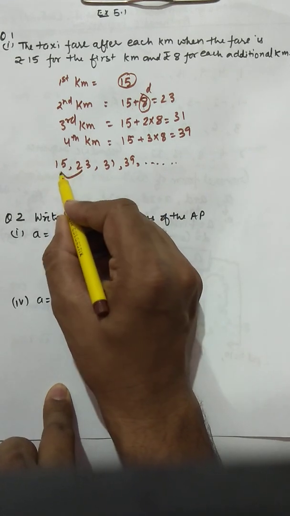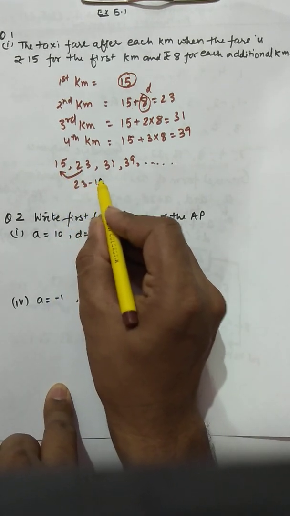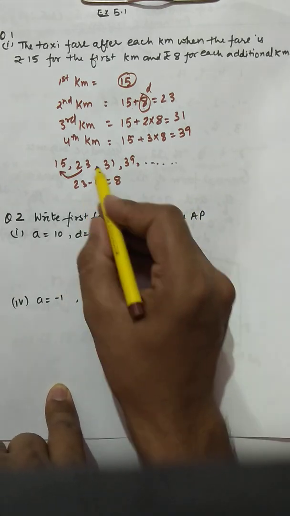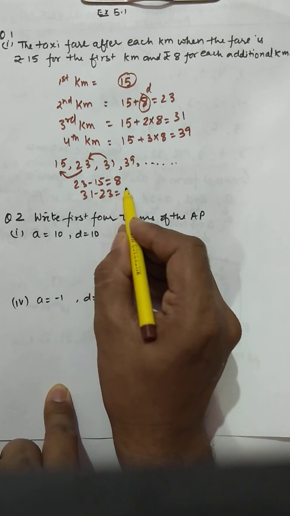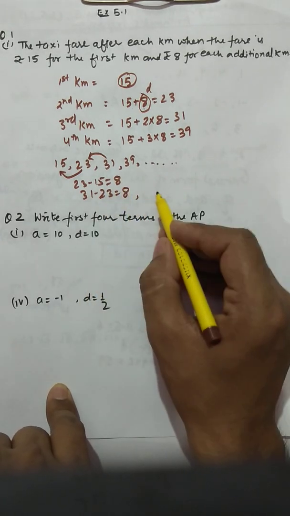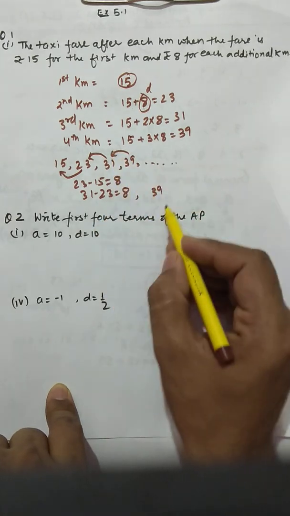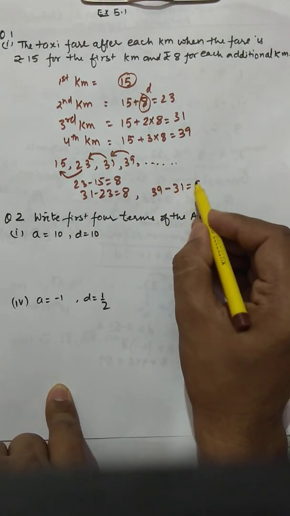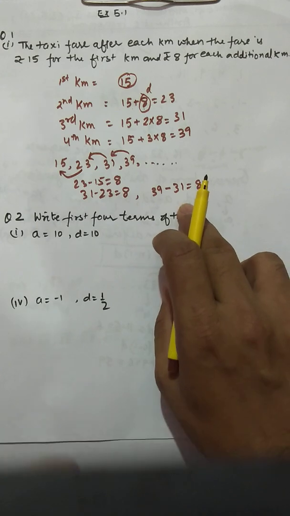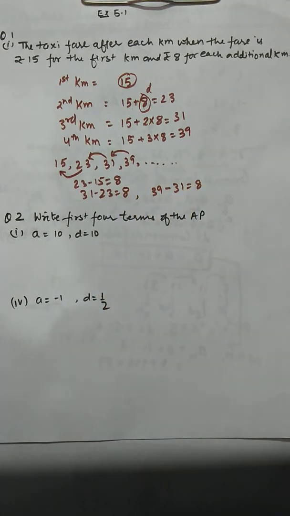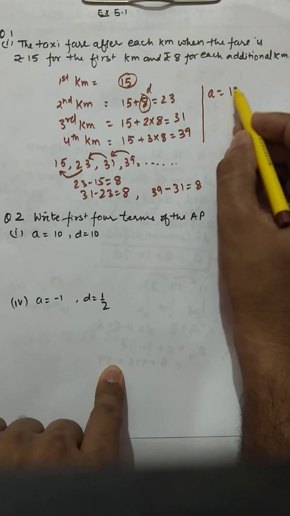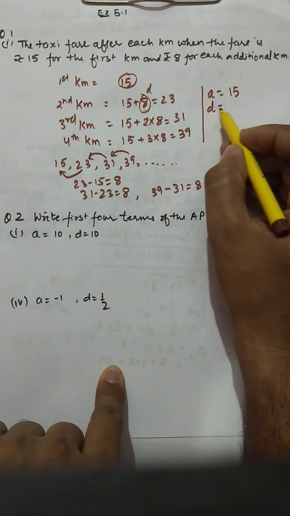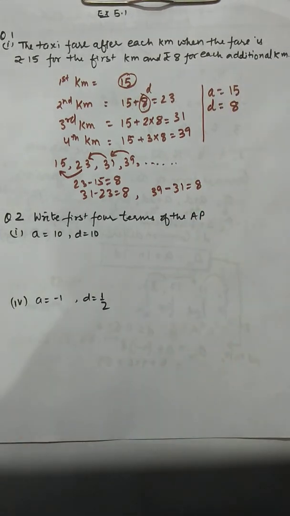If I do 23 minus 15, this is going to be 8. If I do 31 minus 23, the answer is going to be 8. If I do 39 minus 31, the answer is going to be 8. This way you have seen that the common difference is coming the same every time. It means this is an AP. And if somebody asks you what is your first term, the first term is 15. What is your common difference? The common difference is 8.